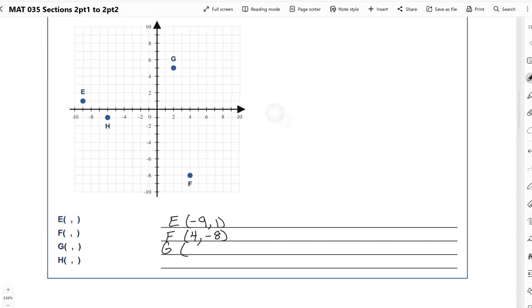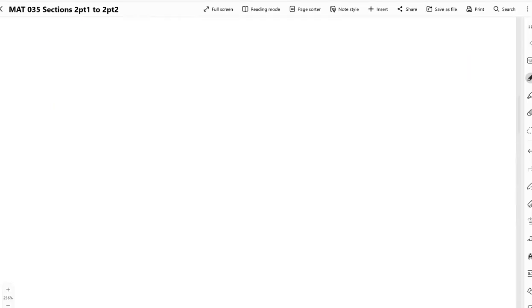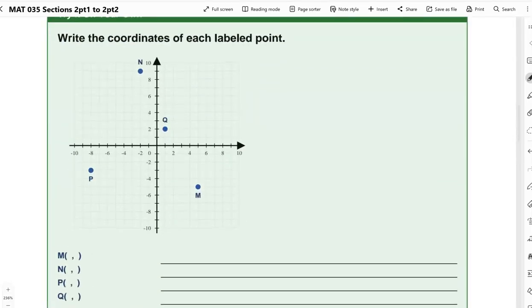G is in quadrant 1. To get there, we're moving right 2 and up 5. And then H, to get to that point in quadrant 3, we're going to move left 6 and down 1. So (-6, -1). You may want to pause the video, try this one, then come back and check your answer.